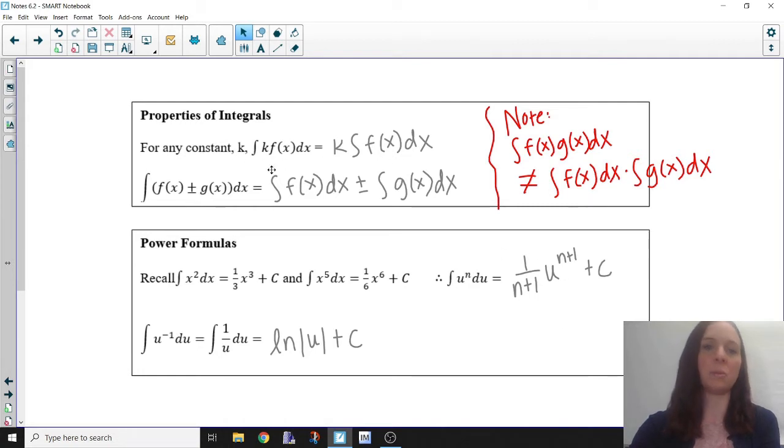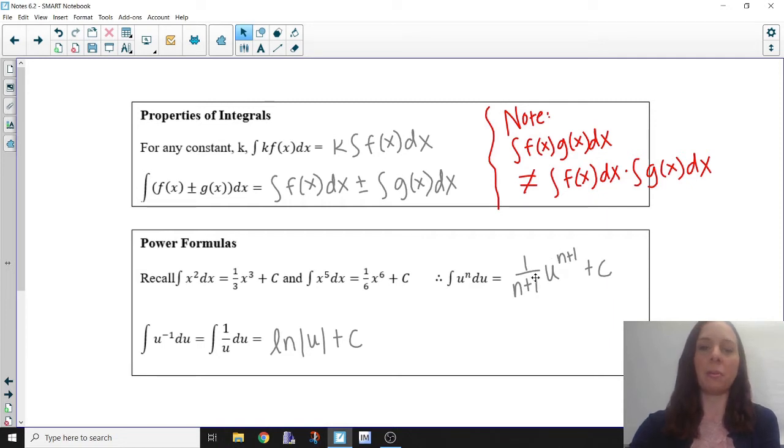You have a constant multiple property, and a sum and difference property for integrals. The red note here is really important to understand. You do not have a property of integrals that says when you are integrating over a product, you can take the integral or the antiderivative of each part of the product separately. We do not have that. Notice that this says does not equal there.